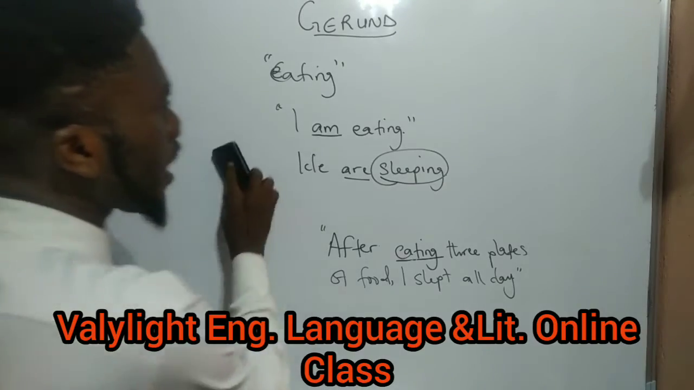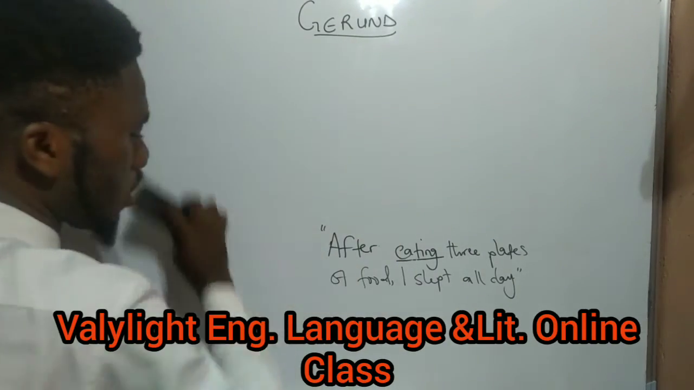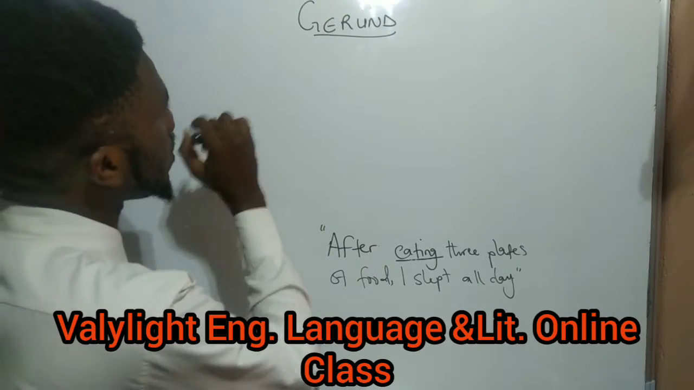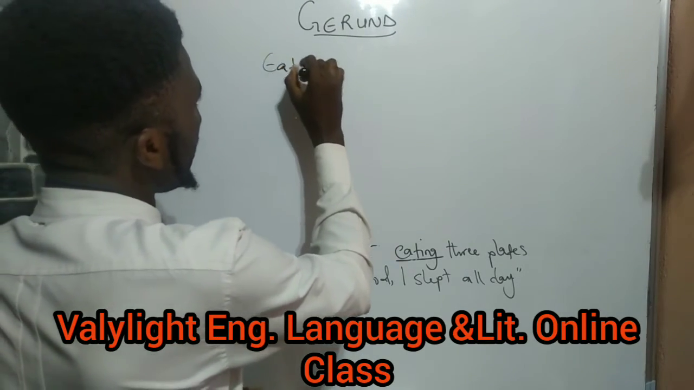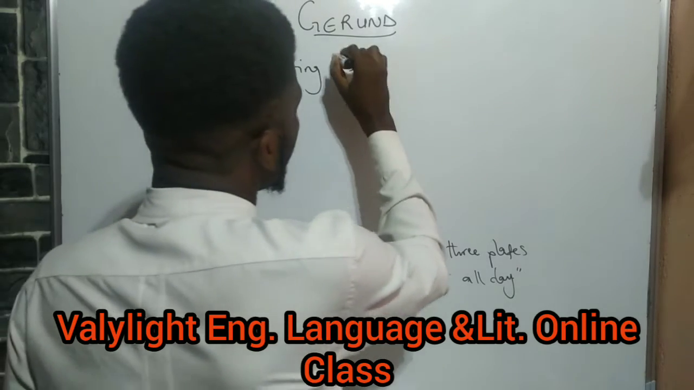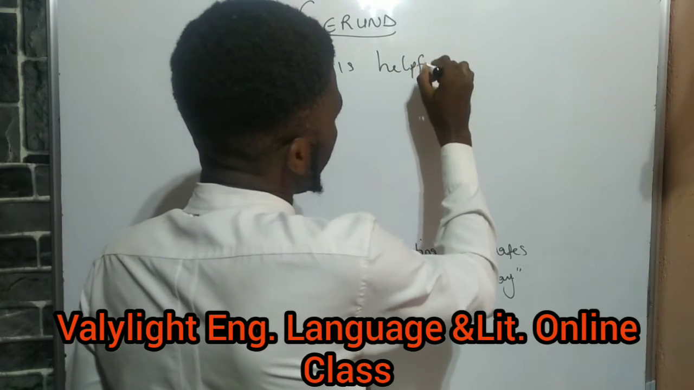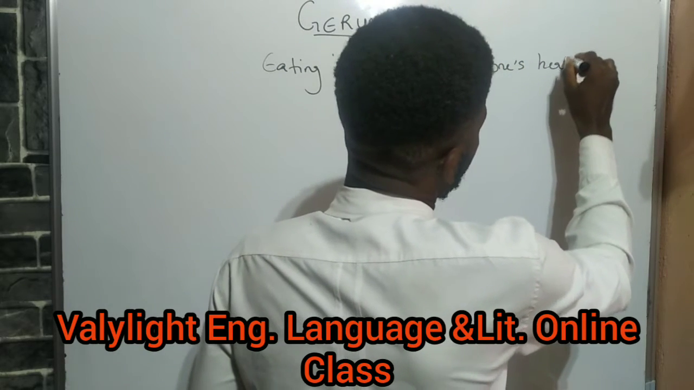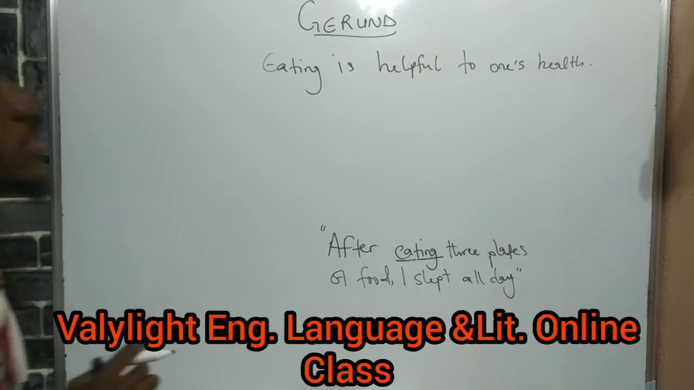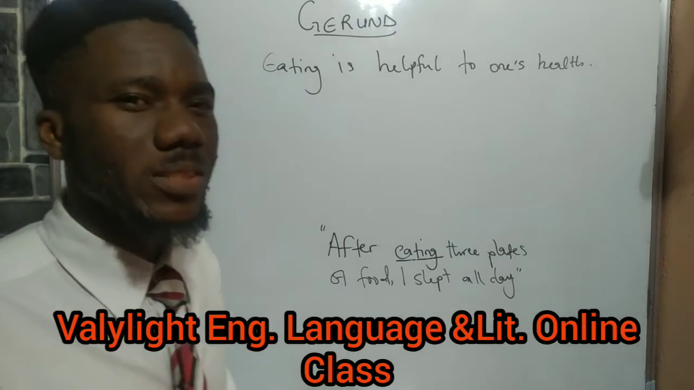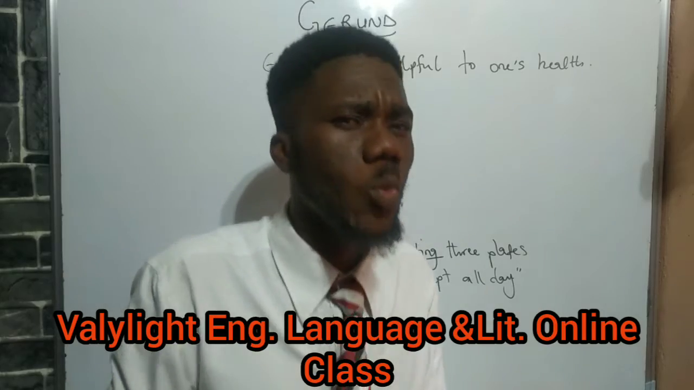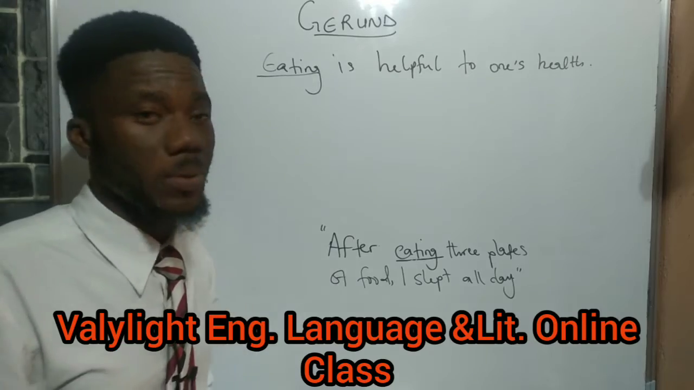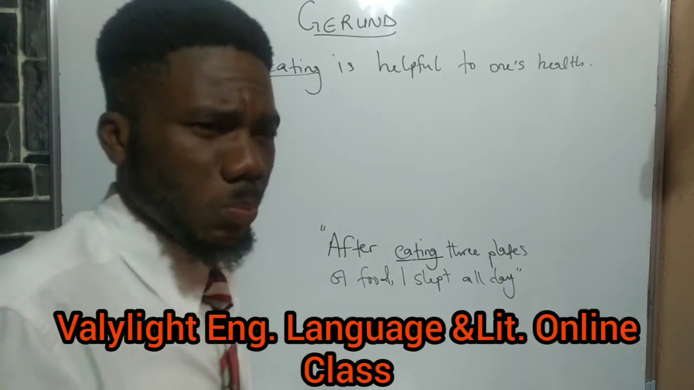But then, there are times when you will see it and it is not a verb. It plays the role of a noun. Take, for instance, when somebody says something like, eating is helpful to one's health. Eating is helpful to one's health. As we are looking at this sentence, eating here is not a verb. Eating is a noun because it points to something.